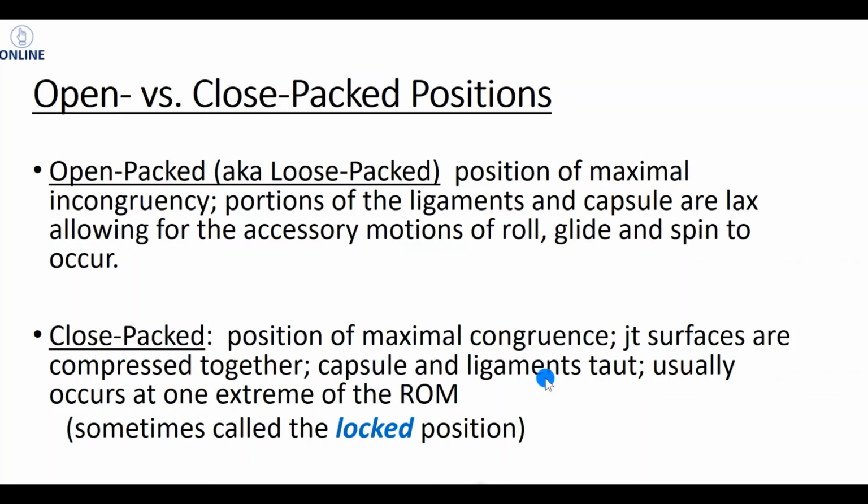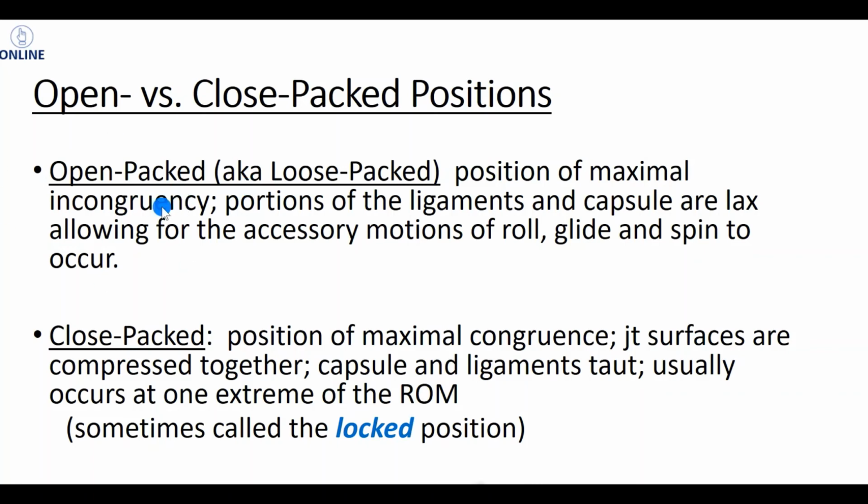Typically in this position, the capsule and ligaments are taut, and this might occur at one extreme of the range of motion. Sometimes closed pack is also called the locked position, and this is going to vary by joint. We'll get you a joint list of the peripheral joints and show you the open and closed packed positions for that. This also ties into the stability of the joint.